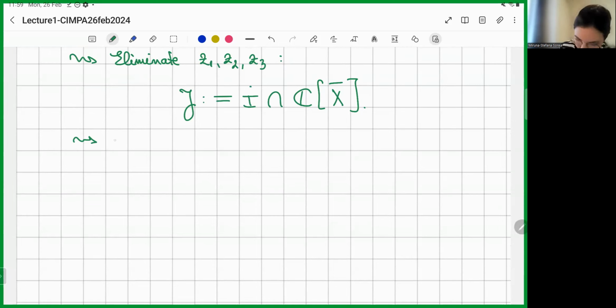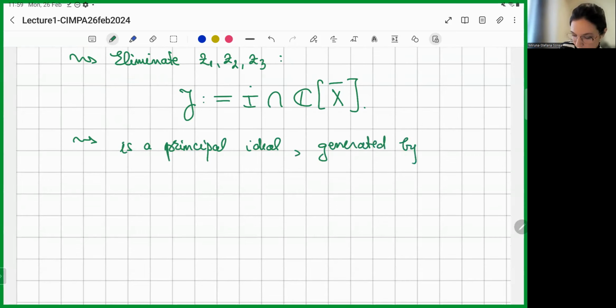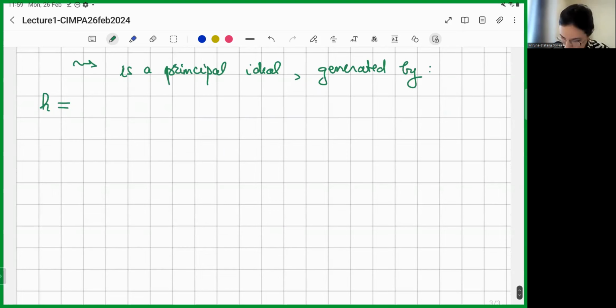So the answer is that this J is a principal ideal generated by the following polynomial H. The polynomial is a long polynomial, an interesting combinatorial object, because we can think of the cube from before.